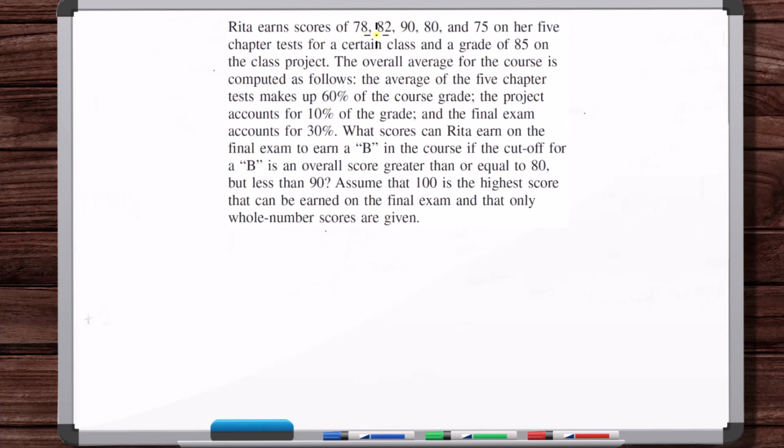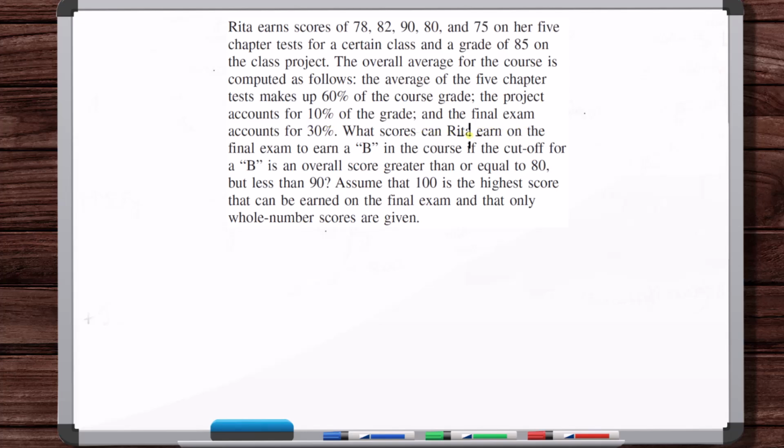Rita earned scores of 78, 82, 90, 80, and 75 on her 5-chapter tests for a certain class and a grade of 85 on the class project. The overall average for the course is computed as follows. The average of the 5-chapter tests makes up 60% of the course grade. The project accounts for 10% of the grade, and the final exam accounts for 30%.